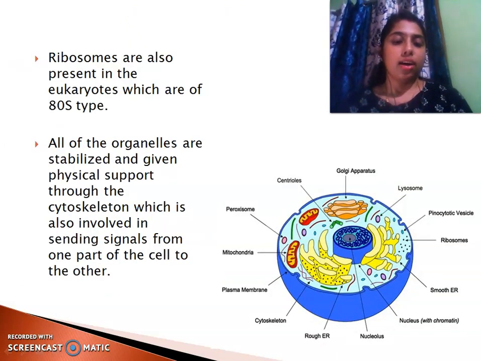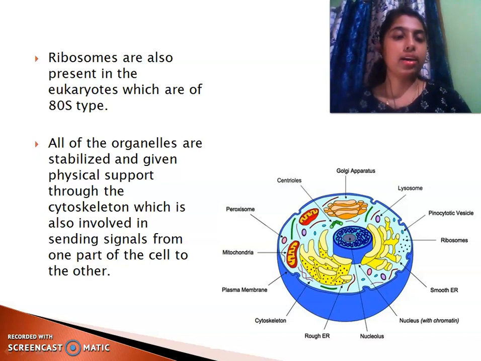Next, the ribosomes in eukaryotic cells are the advanced type, that is of 80S type. And the function of ribosomes here is also protein synthesis. Clear? Then some other organelles or specialized structures are also present in eukaryotic cells.